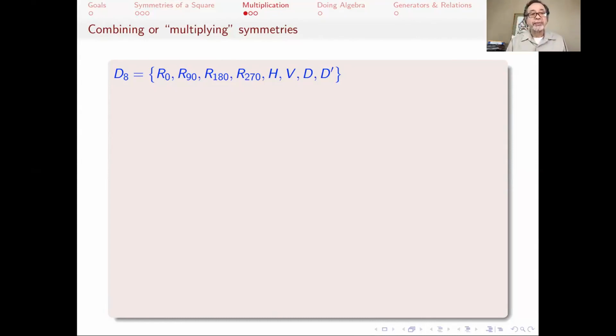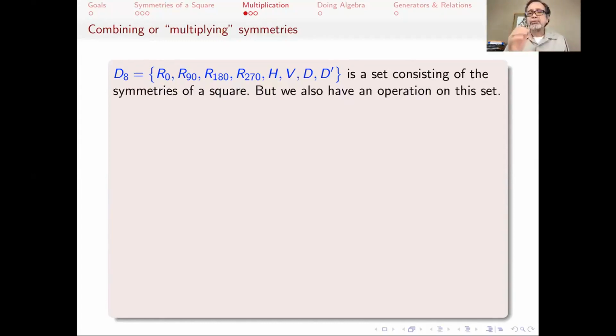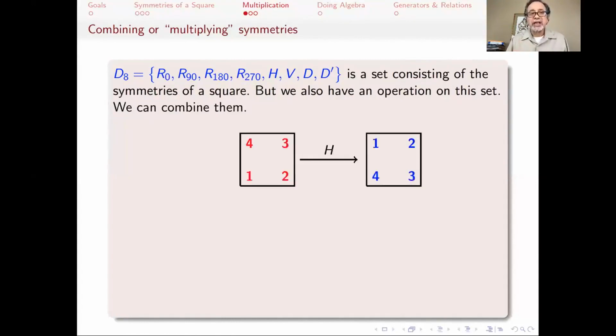We want to have an operation on this set. We have something that we're going to call multiplication. It's not multiplication in the sense of 2 times 3 is 6. This is a new multiplication. We want an operation on this set, a binary operation, an operation where you take 2 elements of this set and you get a third one. And we're going to call that a multiplication. And this way of combining them is not rocket science, it's just following one operation by the other.